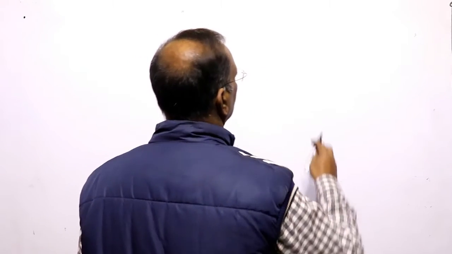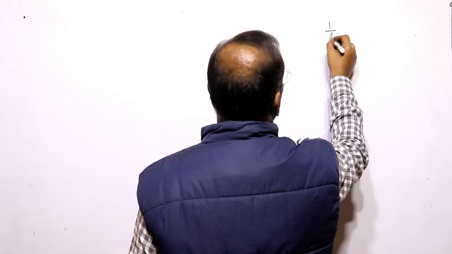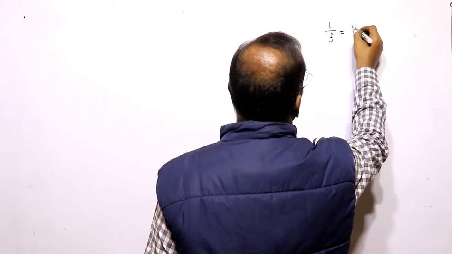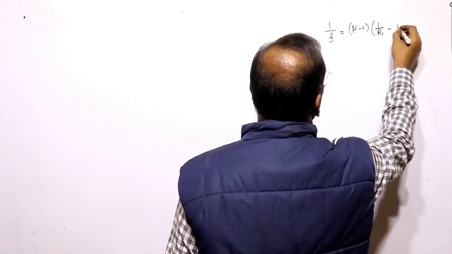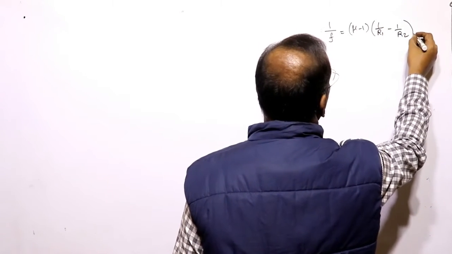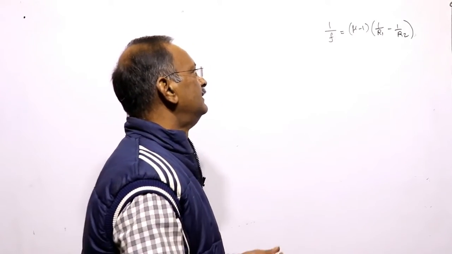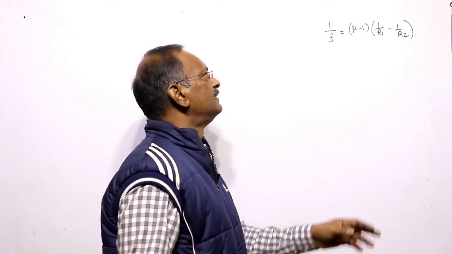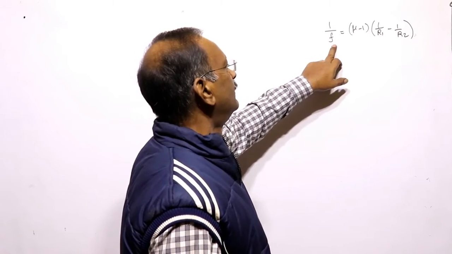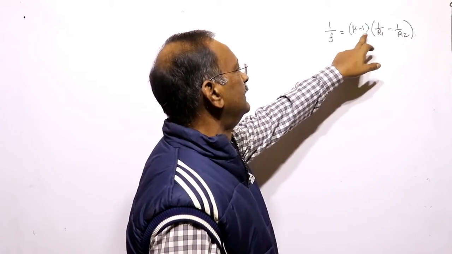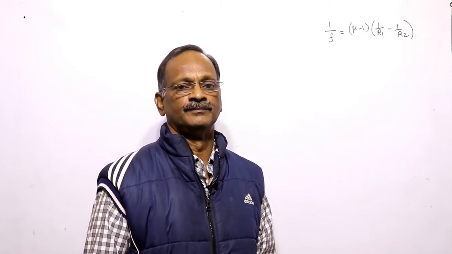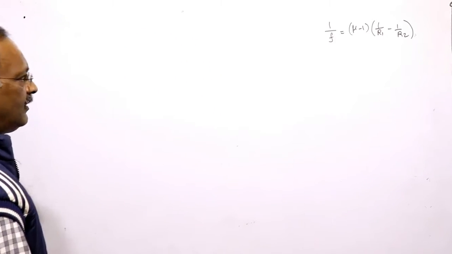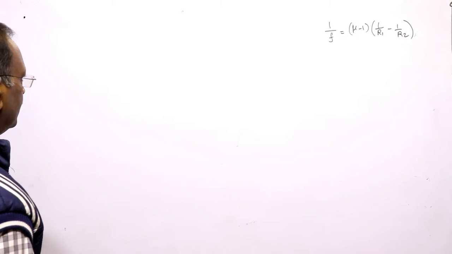Lens maker's formula. The lens maker's formula is written as 1 by f is equal to (mu minus 1) into (1 by R1 minus 1 by R2). The lens maker's formula gives the relation between the focal length of a lens, the refractive index of the lens, and the radius of curvature of both of its surfaces. We make some assumptions in deriving the lens formula.